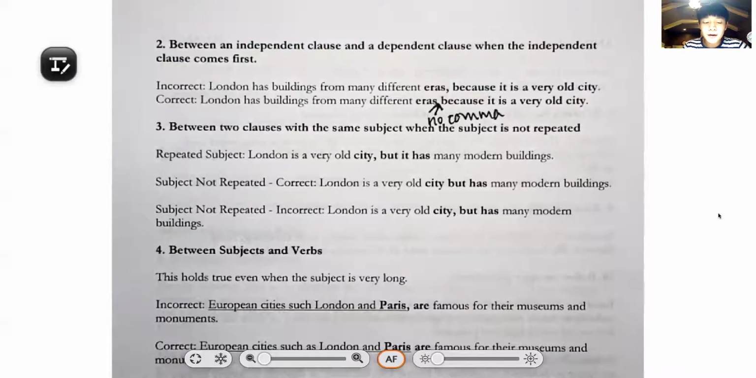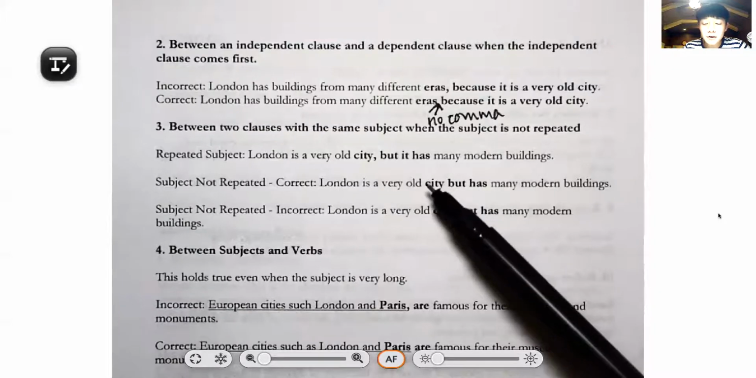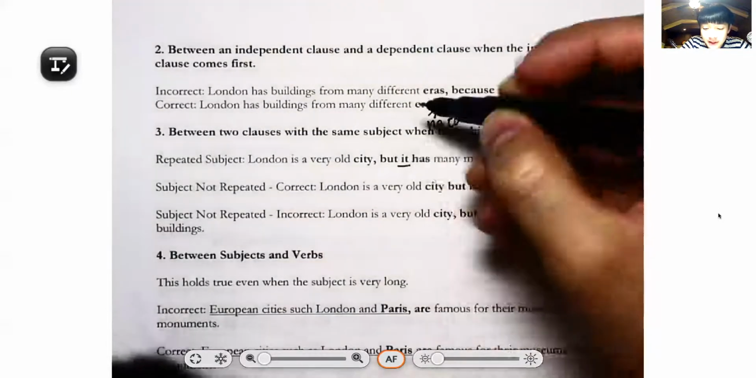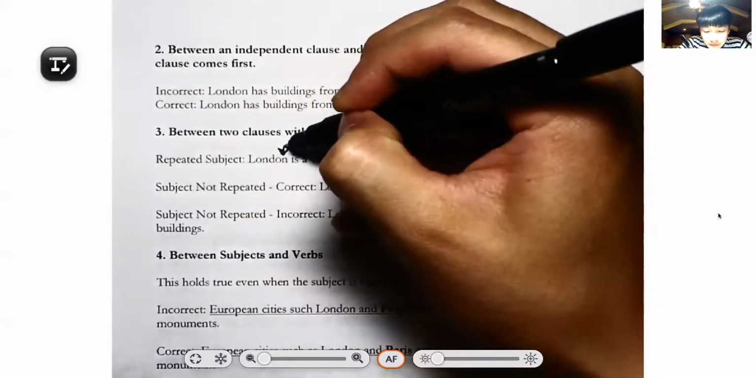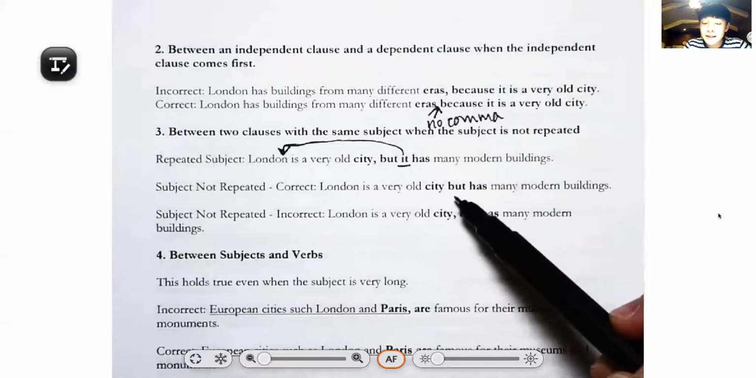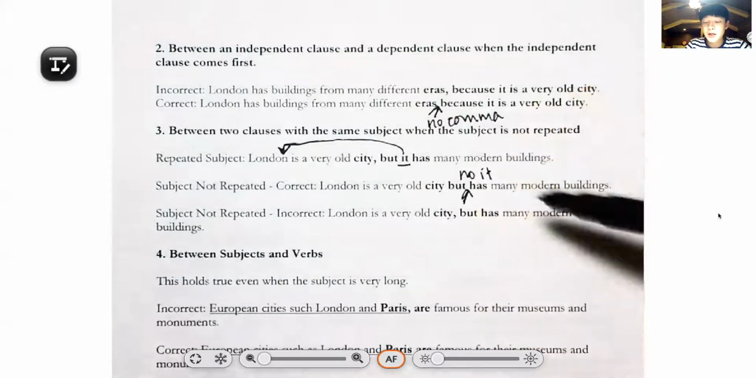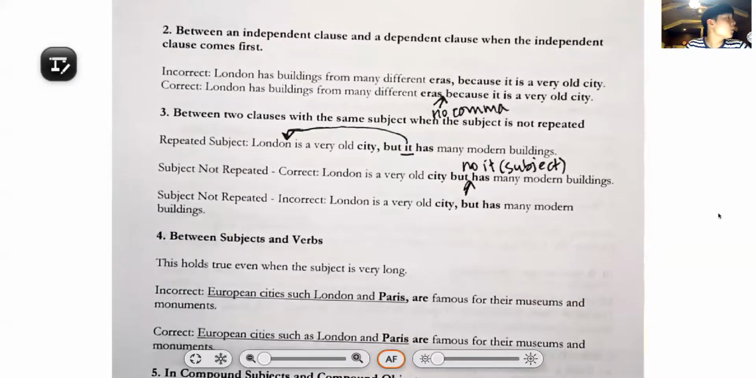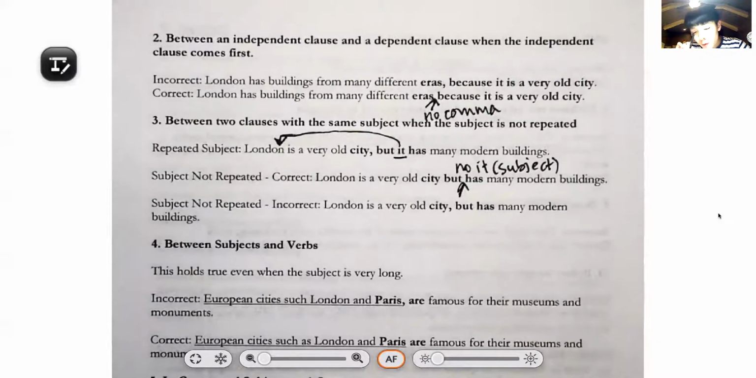Number 3, between two clauses with the same subject, when the subject is not repeated. So you have the repeated subject here: London is a very old city, but it has many modern buildings. When you don't repeat the subject, because the subject is inferred as "it" here, because it is descriptive of London, right here, right? So when you don't state it again, like you see there's no "it" right here, right? There's no subject right here. So you always use a comma when there's a subject, but you never use a comma when the subject is not restated, because the subject doesn't have to be restated.